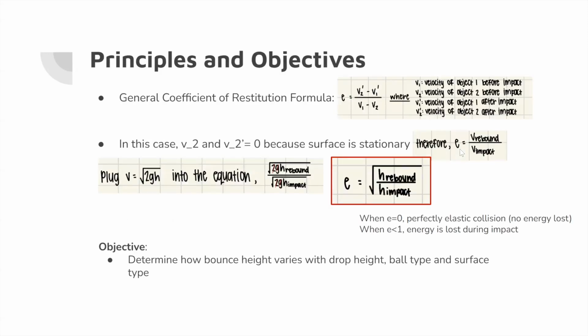The basic principle that we used for our project was the formula for the coefficient of restitution. As you can see, it is based on the velocities of the objects before and after impact. But since our second object, the surface, is stationary, we simplified the equation so that it's just the square root of the drop height over the bounce height. Our main objective was to determine how the bounce height varies with drop height, ball type, and surface type.